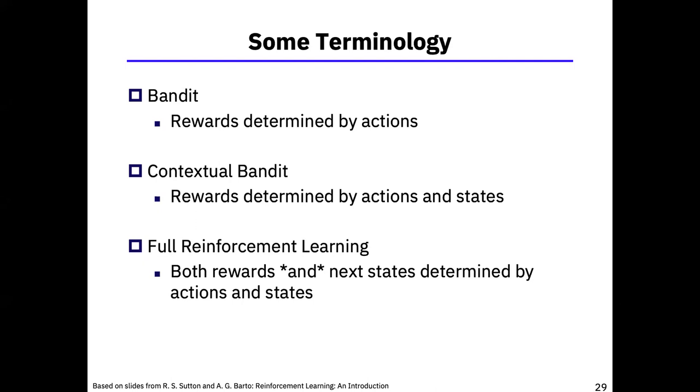Now there's an extension of that, which is called the contextual bandit, where it's not just what actions you take. It's what actions you take and the states that you were in when you took those actions, right? So contextual bandit, you add states. So now, the full reinforcement learning problem, it's not just the rewards that are determined by the actions and states. It's the reward and the state that you move to, which are determined by the state that you were in and the action that you took. All right, so in full reinforcement learning, you have to learn the rewards and the states associated with the actions and the context of the states that you were in when you did that action. So bandit, contextual bandit, and full reinforcement learning.